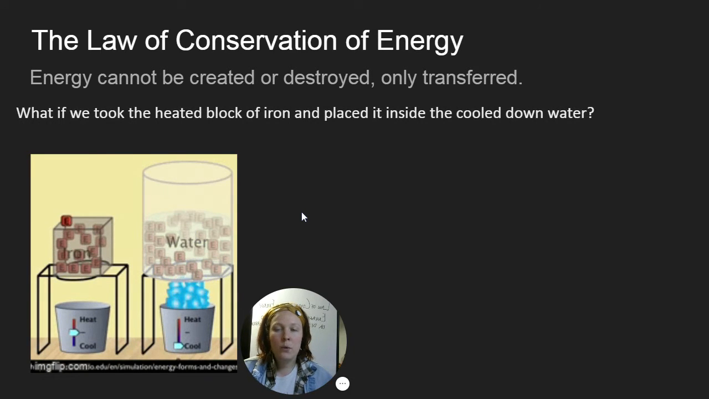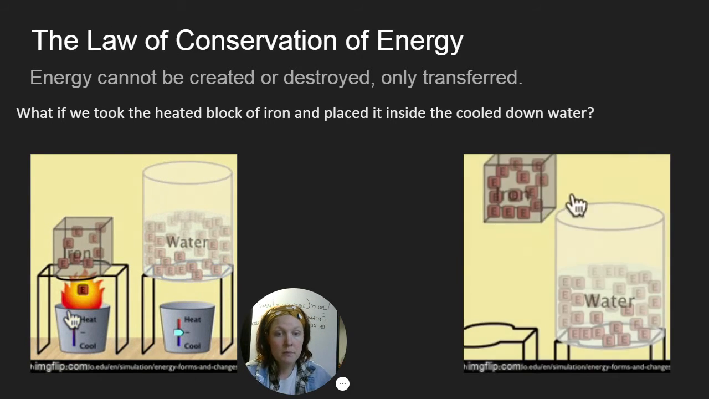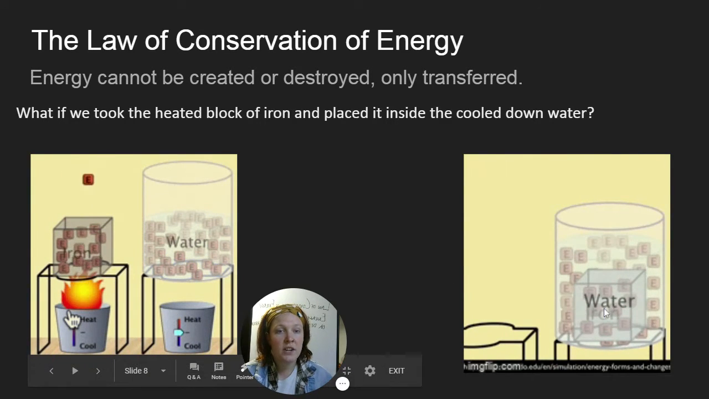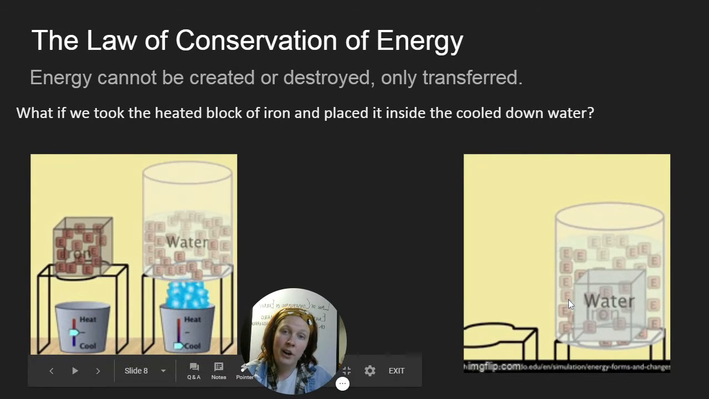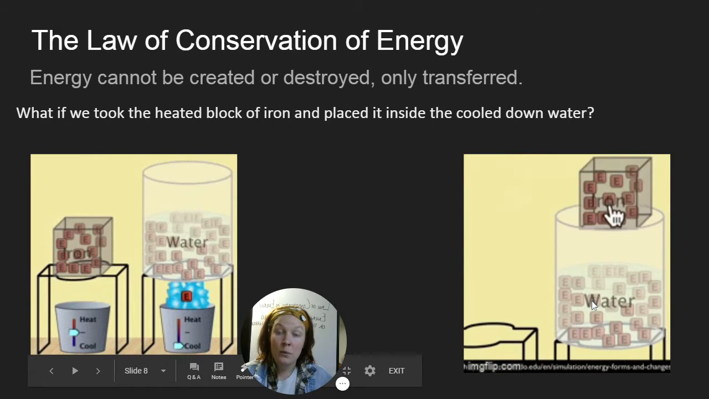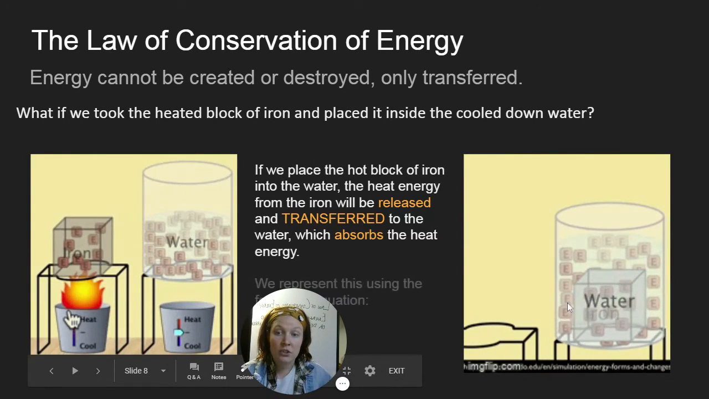But what if we took a heated block of iron and we placed it inside the cooled down water? What do you suppose would happen? Well, if we took that iron and we placed it inside the water, we know that the heat energy of the iron would be transferred or released to the water. The water would then absorb that heat energy, and it would increase in temperature. This is essentially what we do in calorimetry.